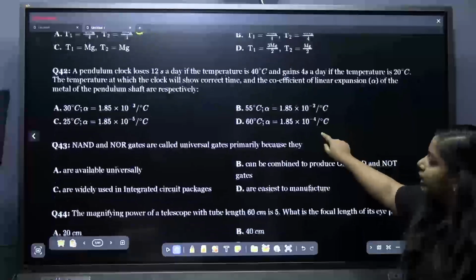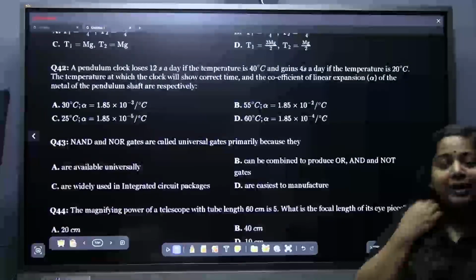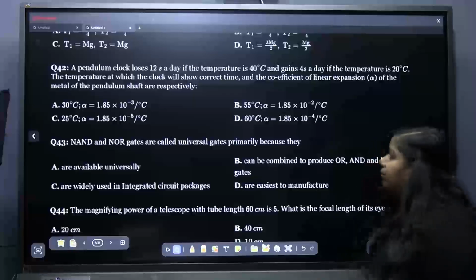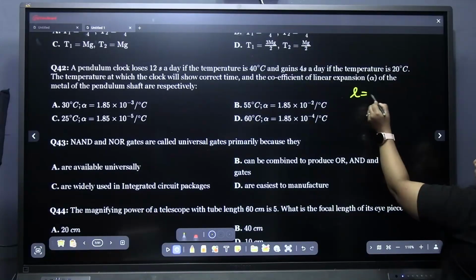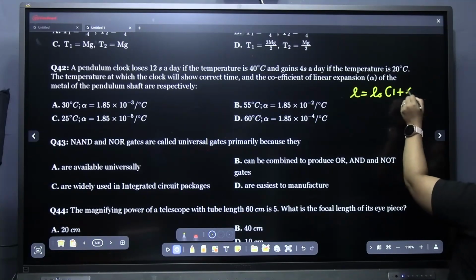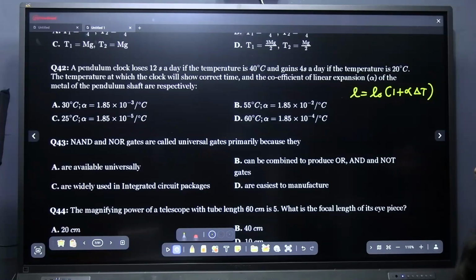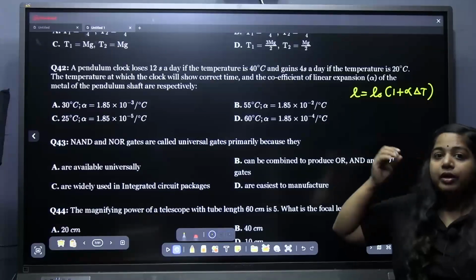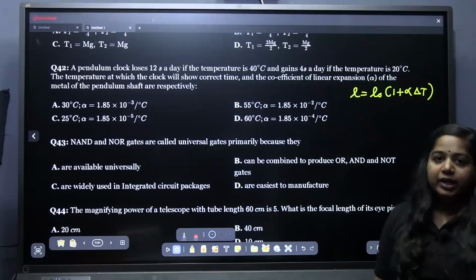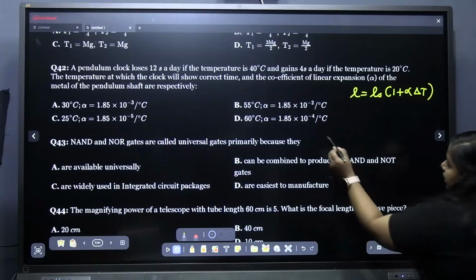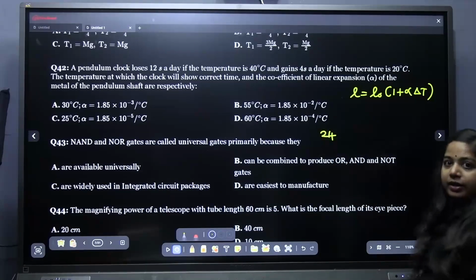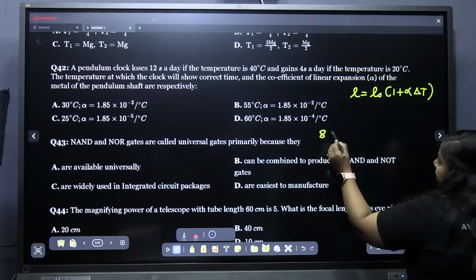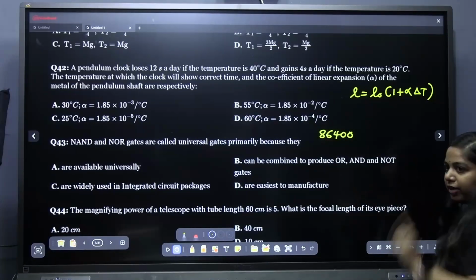Now question 42. This is the application of thermal expansion. Thermal expansion: length is equal to L0 into 1 plus alpha delta T. Let this equation be here. Now next is about the time period in one day. So the pendulum has a 24-hour time period, right? If we convert that to seconds, you will get 86400 seconds in one day.